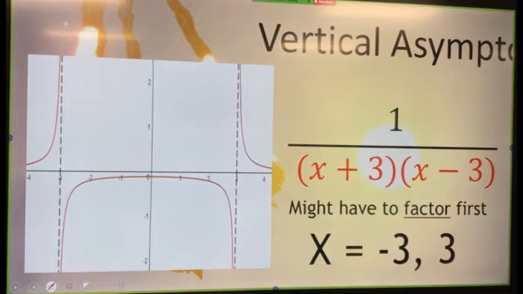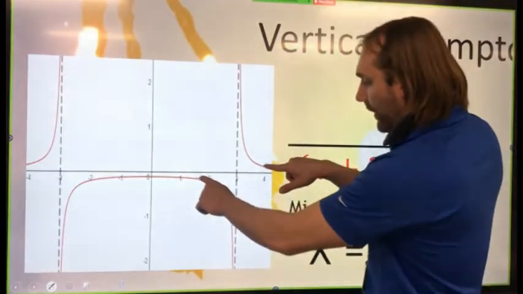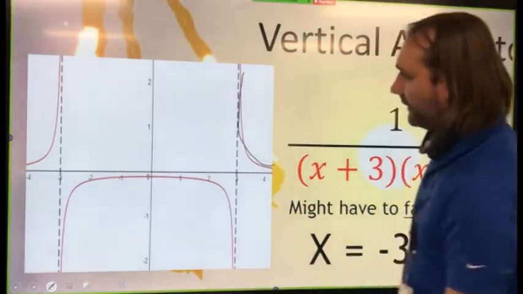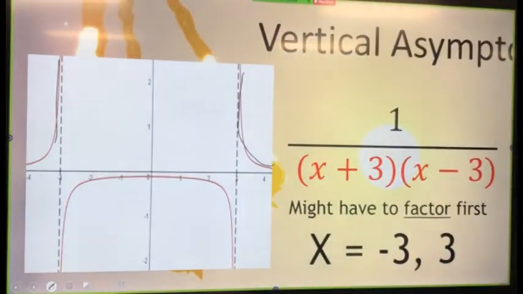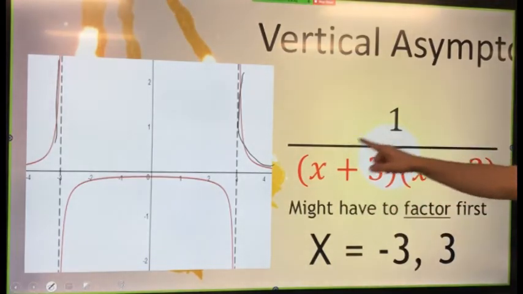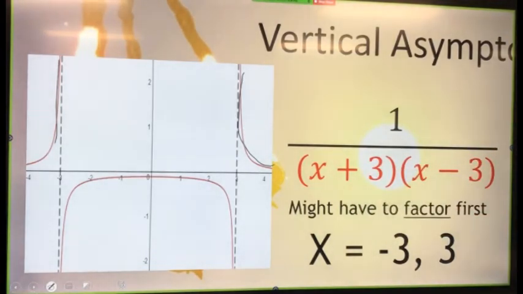And if I were to graph it, so let's say you're still not strong in factoring, you can always graph and see what line, invisible line, your graph is curving away from, like so. From here I can see it's at 3 and -3. So that's how you find vertical asymptotes. You decide what will make the bottom, my denominator, 0.